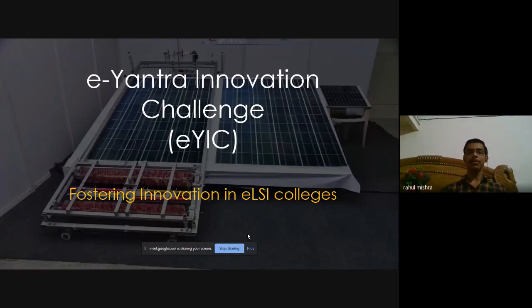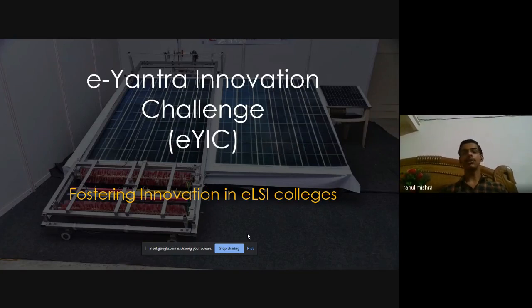They conduct a competition across all the ELSI colleges called the Yantra Innovation Challenge, in which students from ELSI colleges participate, put up a nice idea, and show their working projects developed with the help of the ELSI labs. But it's quite limited to the ELSI colleges only.